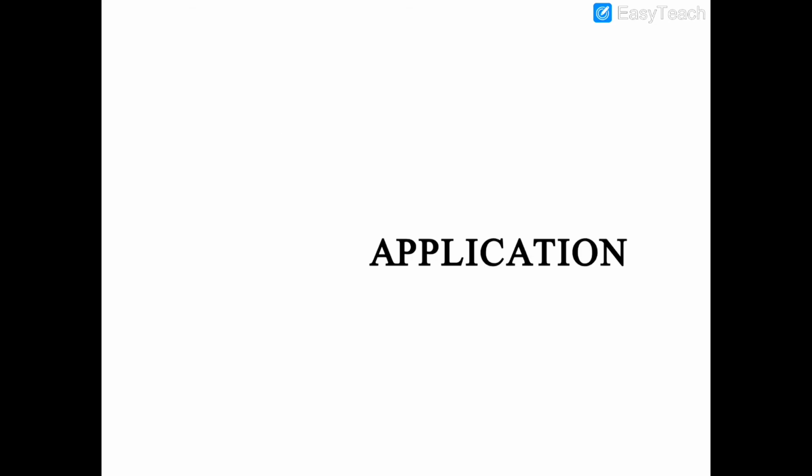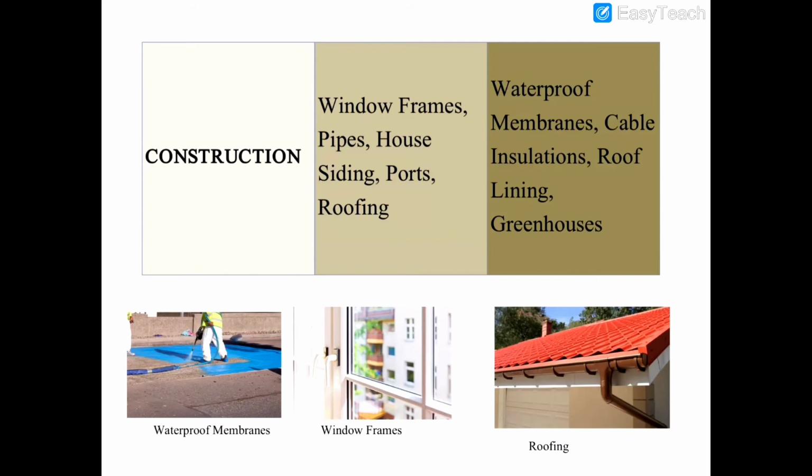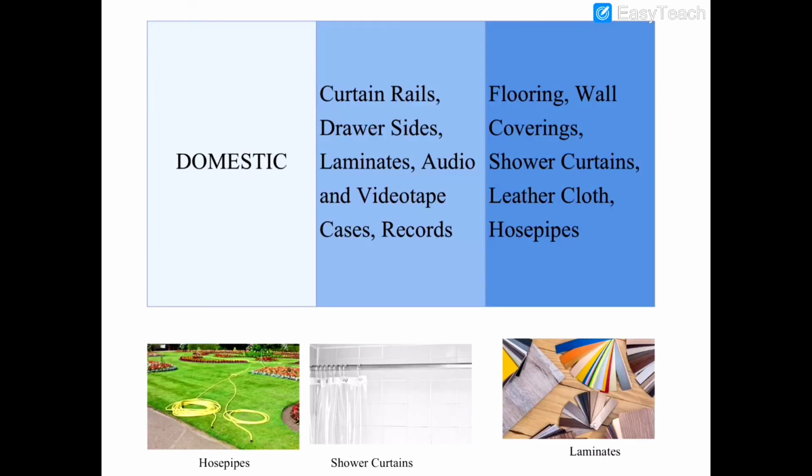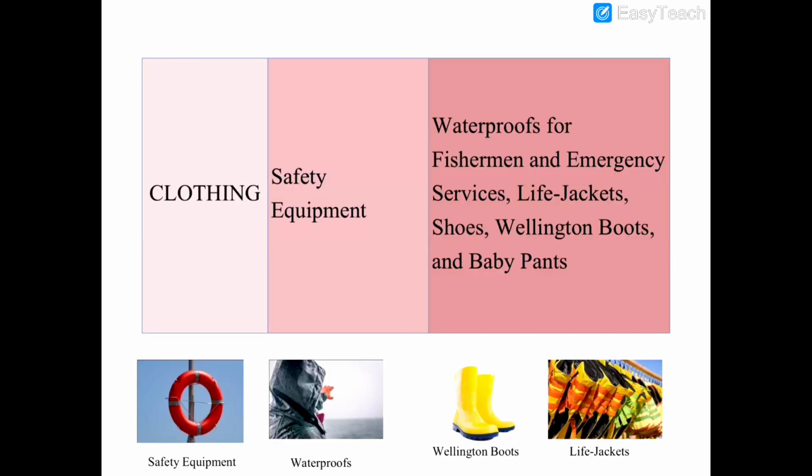Then applications of PVC. In this slide, we are going to learn about the application of PVC in the construction field. In construction, PVC is used for window frames, pipes, house siding, roofing, waterproof membrane, cable insulation, roof lining, greenhouses, etc. Domestic uses of PVC are curtain rails, drawer sides, laminates, audio and video tape cases, records, flooring, wall coverings, shower curtains, leather cloth, house pipes, etc.